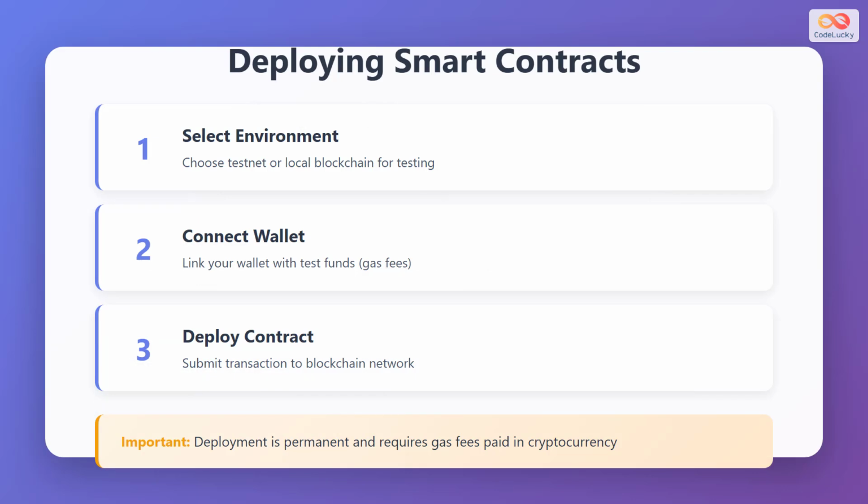Deploying a smart contract involves several important steps. First, select your environment. You'll want to choose a testnet or local blockchain for testing rather than deploying directly to the mainnet. Second, connect your wallet, ensuring it has test funds to pay for gas fees, which are transaction costs required by the network. Third, deploy your contract by submitting a transaction to the blockchain network.